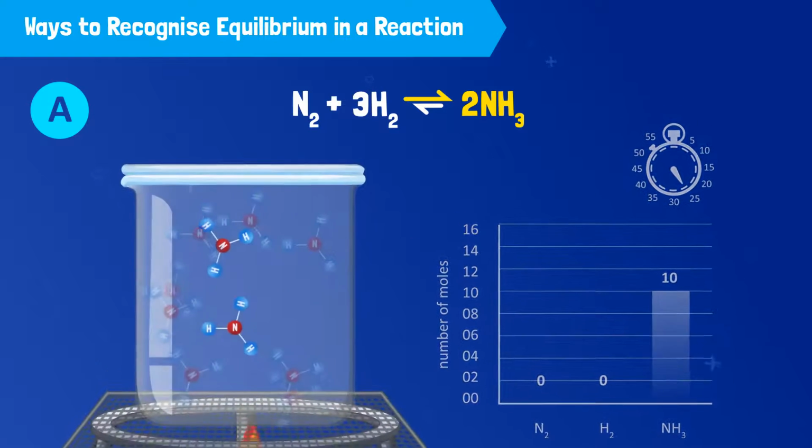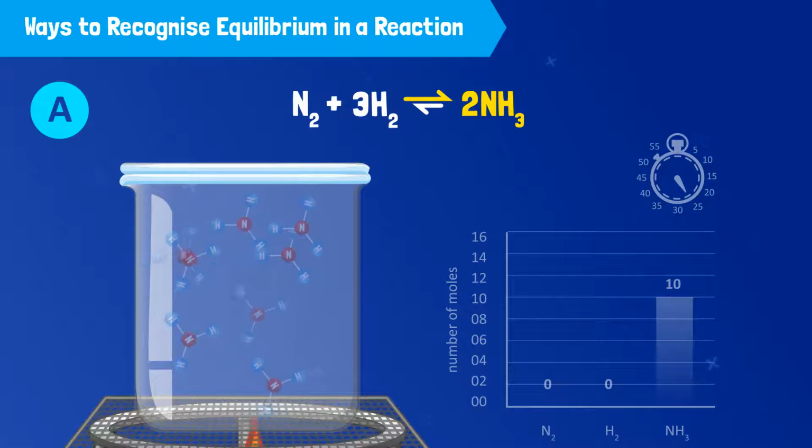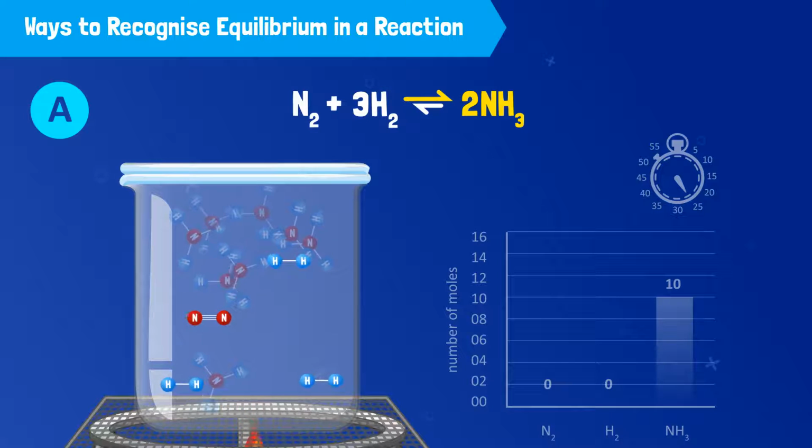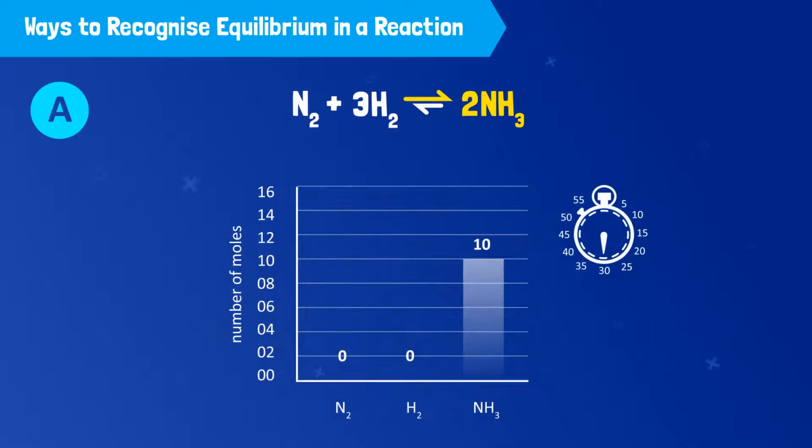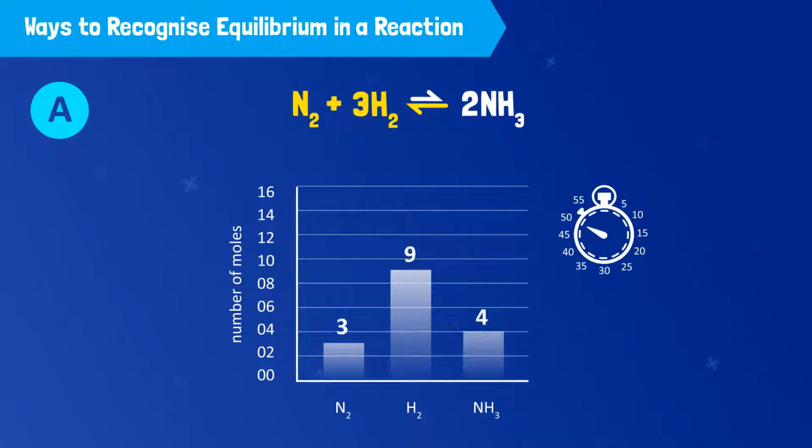However, after some time, molecules of ammonia that were formed start reacting together and decomposing into molecules of nitrogen and hydrogen. Now, the rate of reverse reaction starts to rise. After a while, we notice that the concentrations of all substances have stopped changing. At that point, there are 4 moles of ammonia, 9 moles of hydrogen, and 3 moles of nitrogen in the reaction. The number of moles is not changing anymore.